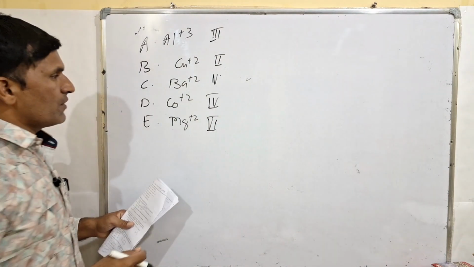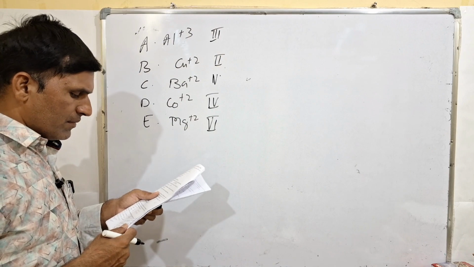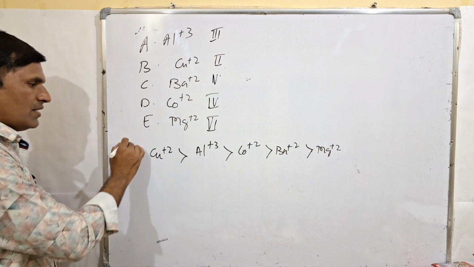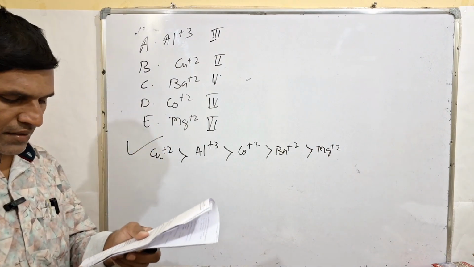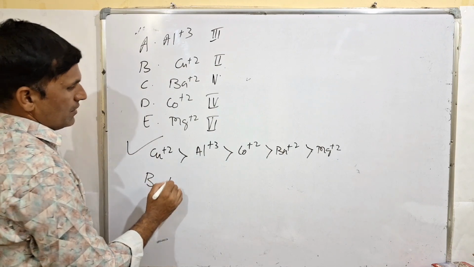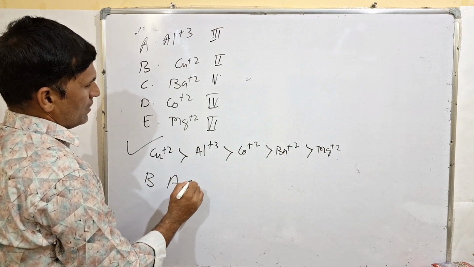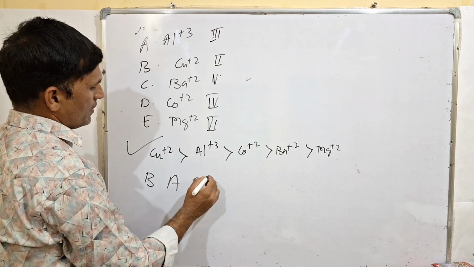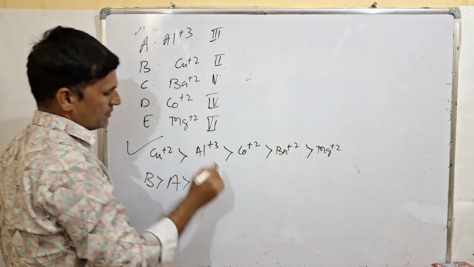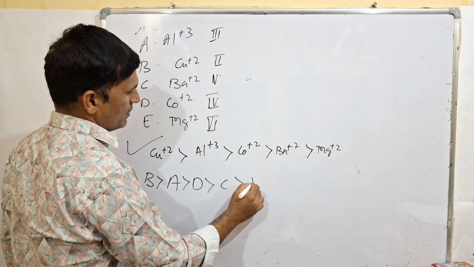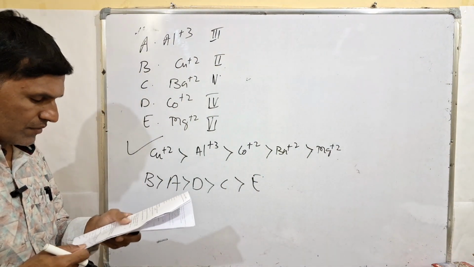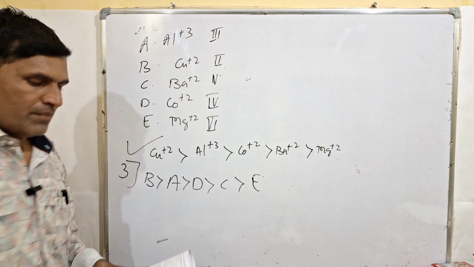So if you want to arrange them in increasing group number, it is being asked for the 2+ ions. This is the right sequence: B, A, then D, after D, C, then E. And this option was found to be the third option in your question paper.